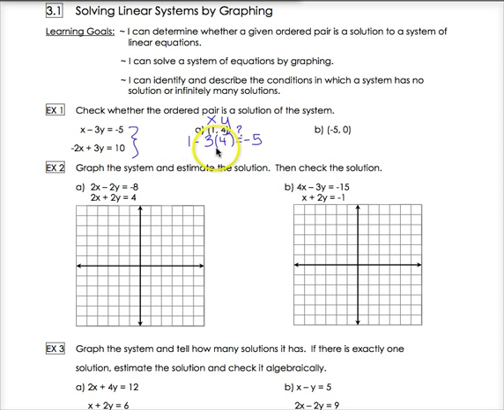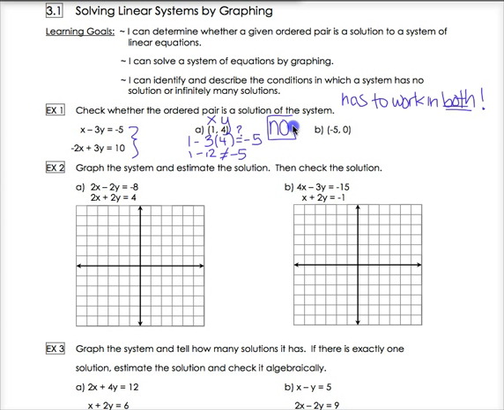So 3 times 4 is 12. 1 minus 12 is certainly not -5. So this did not work when I plugged it into the first equation. If it doesn't work in the first equation, it doesn't matter if it works in the second equation or not. You don't even have to try it, because the only time an ordered pair is going to be a solution of the system is if it works in both. So it has to work in both equations. So since it didn't work in the first one, that means that no, this cannot be a solution of the system.